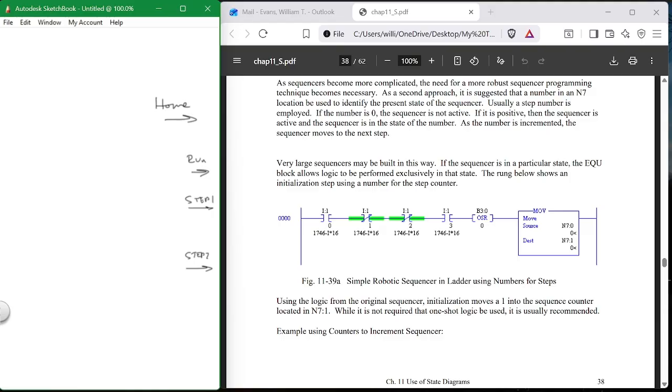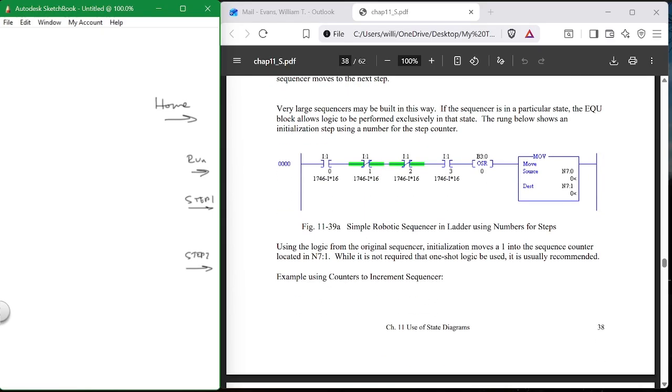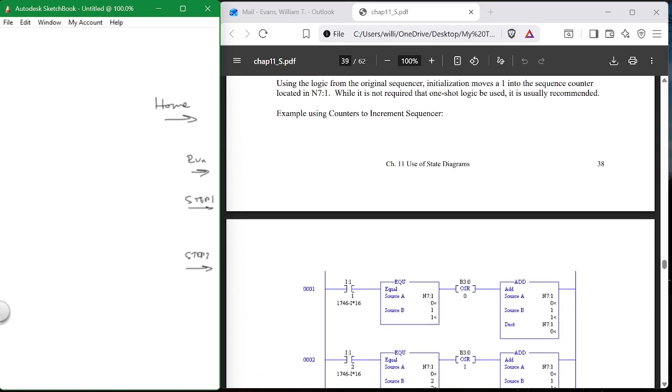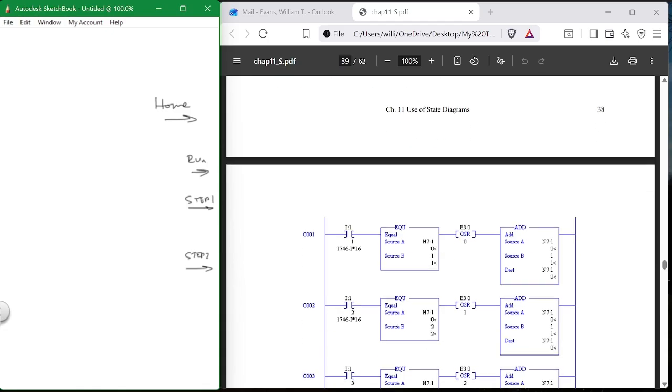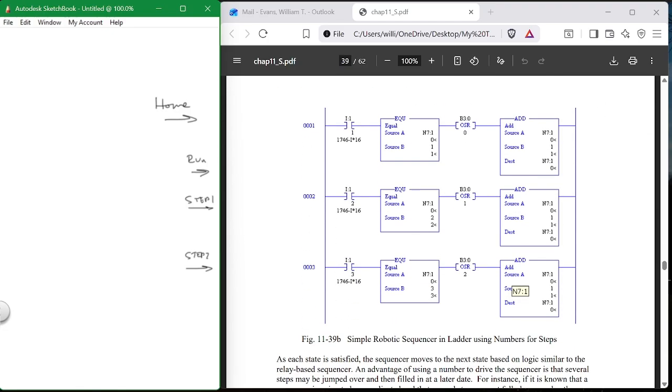So as you move from step to step, you start with a number: 0 is off, 1 is you're running, then 2 would be you're running and you're in step 2, 3 would be in step 3, 4 would be in step 4, 5 would be in step 5, et cetera. Now, electricians don't like this, but what's good about this approach?